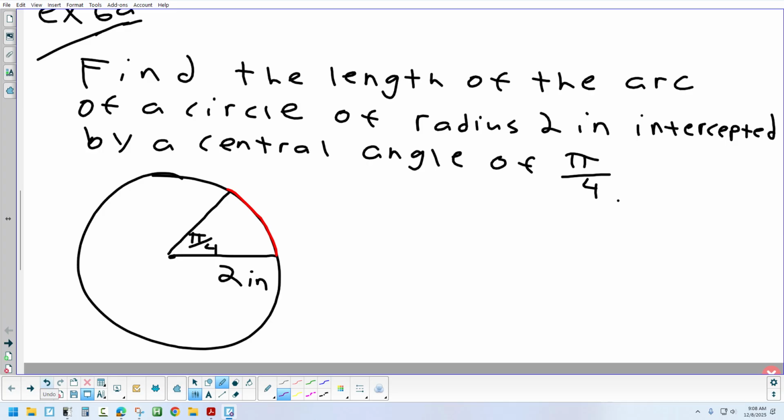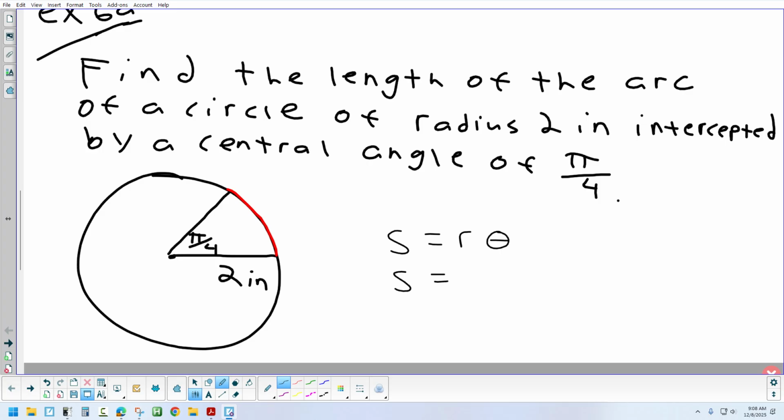Ethan? Just the formula. Yeah, we need the formula. Can you tell me what the formula is? S equals R times theta. And can you tell me what the letters stand for? S is the arc length, R is the radius, and theta is the angle. So fill in everything that we know. This time it says find the length of the arc, so we are solving for S.